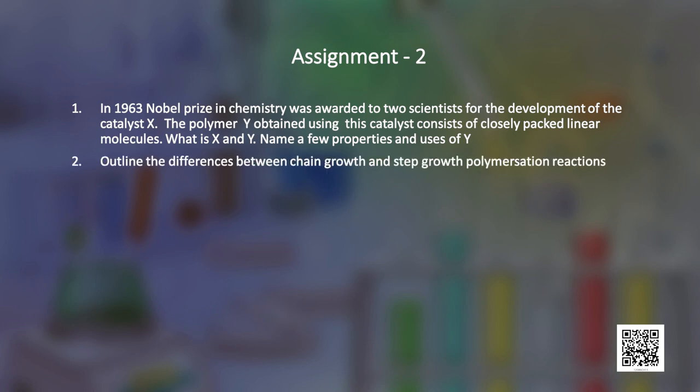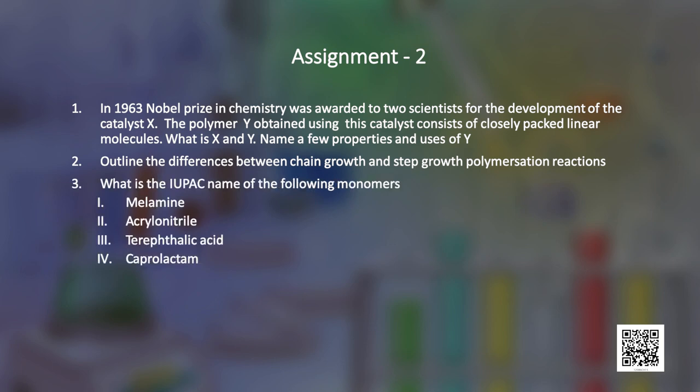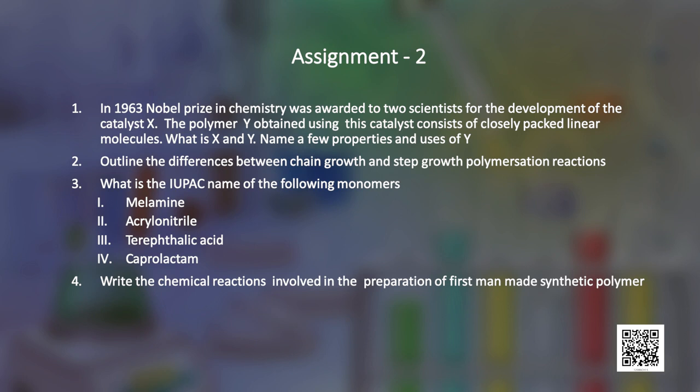Question number 2. Outline the difference between chain growth and step growth polymerization reactions. Question number 3. What is the IUPAC name of the following monomers? Number 1, melamine. Number 2, acrylonitrile. Number 3, terephthalic acid. And number 4, caprolactam. Question number 4. Write the chemical reactions involved in the preparation of first man-made synthetic polymer.